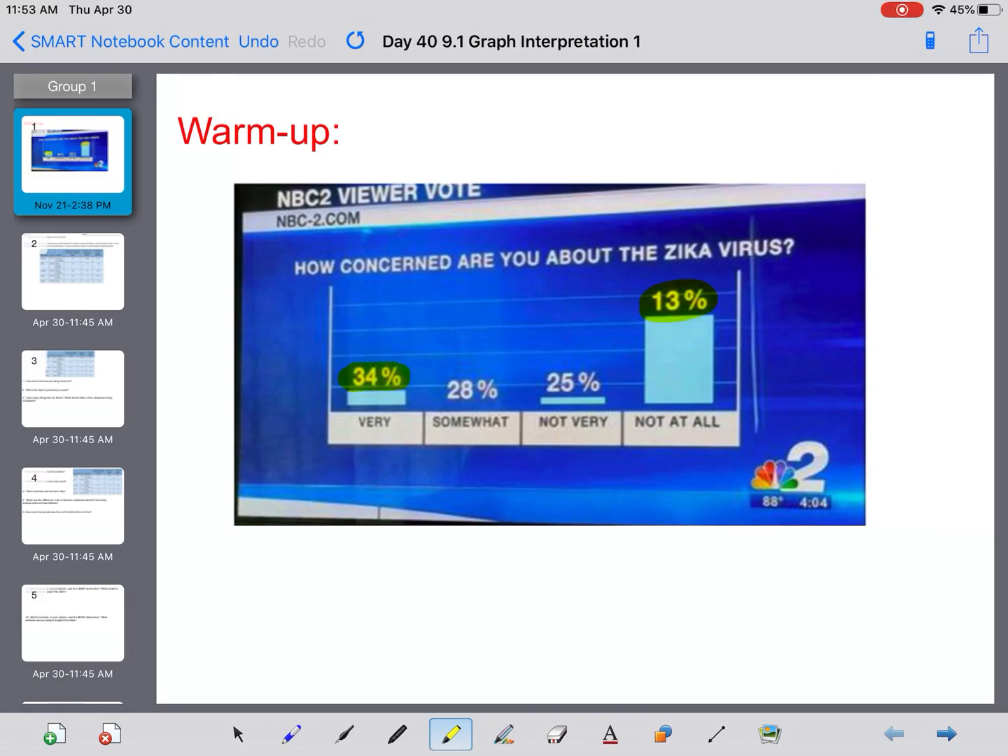Now look, the largest percentage is actually 34%, yet it's only the second highest bar and is significantly lower than that not at all percentage. Then looking somewhat concerned is 28. That's my next highest amount. That one isn't even represented with a bar. And then not very concerned at 25% is actually more than the 28%. So I can see there's a lot wrong with this particular graphic.